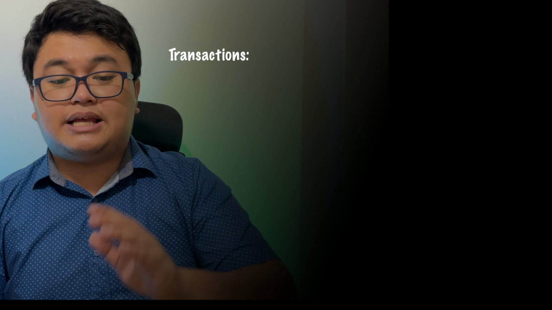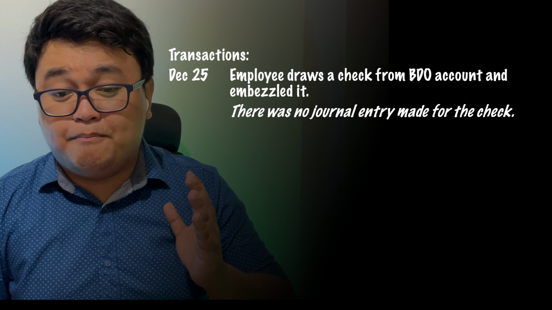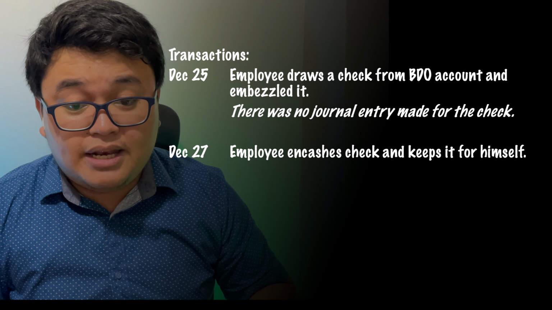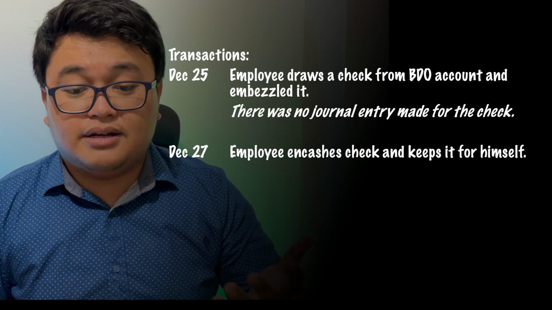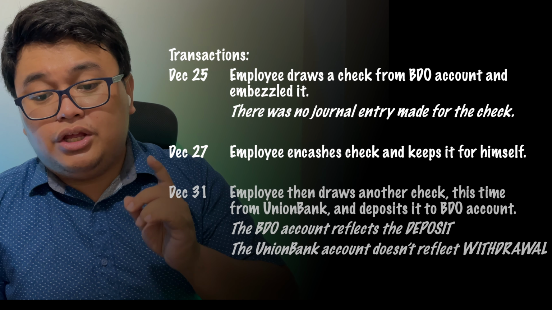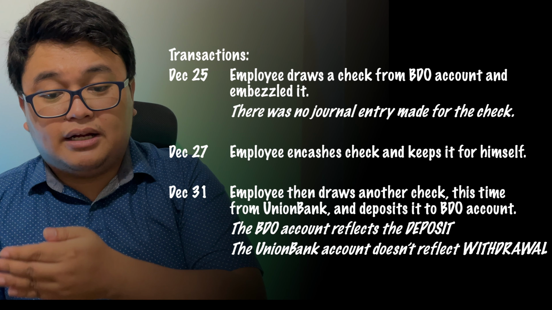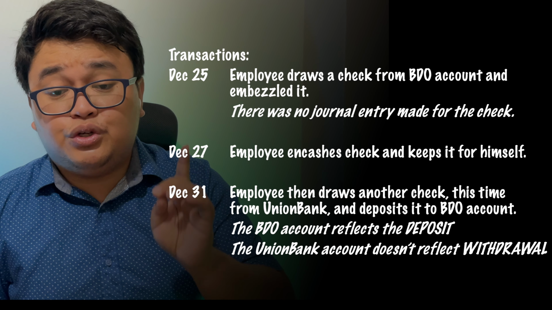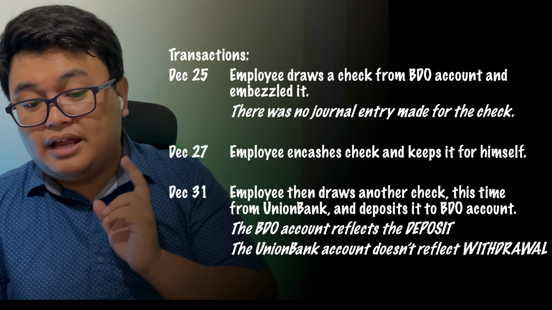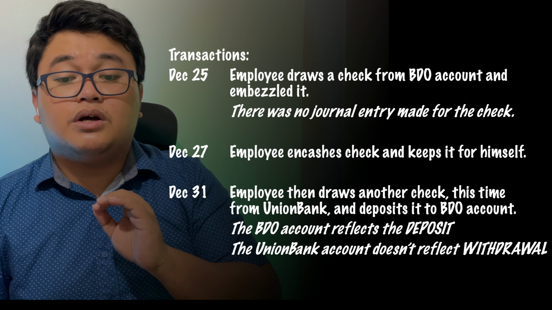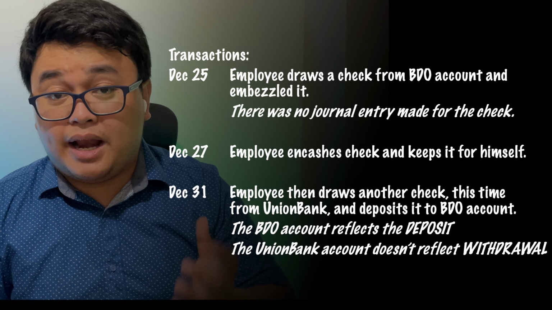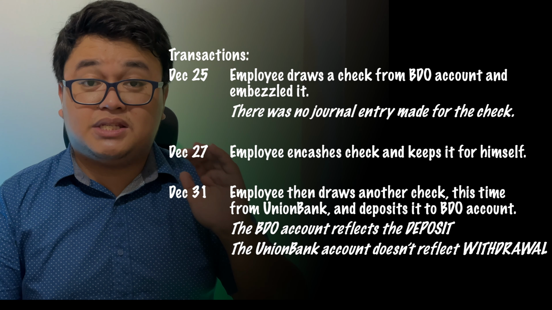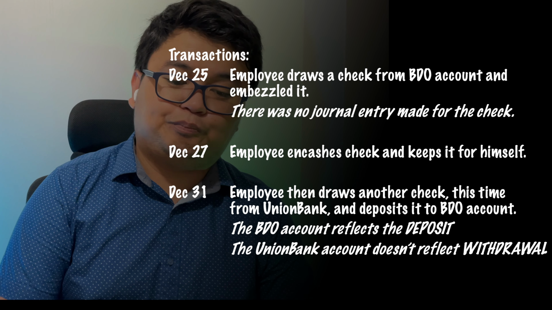Let's have an example. On December 25, an employee draws a check from a BDO account and embezzles it. Take note that on December 25, Christmas Day, there was no journal entry made for the check. On December 27, the employee encashes the check and keeps it for himself. Again, there's no journal entry here. On December 31, the employee then draws another check, this time from Union Bank, and deposits it to the BDO account. So the BDO account will reflect the deposit. However, the Union Bank account does not reflect the withdrawal until the next period. Therefore, it is as if there was no difference in the total cash balance. Next period, the employee will prepare the bank reconciliation, but it will not account for the outstanding check of the Union Bank. How do we solve this problem?